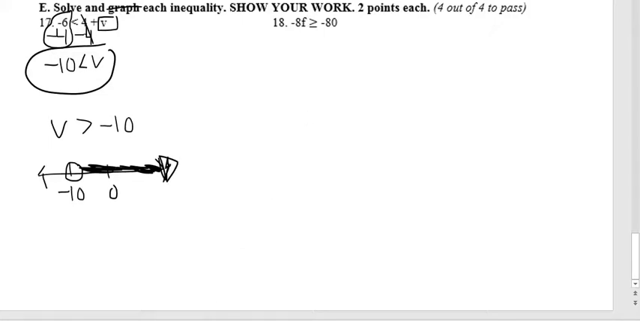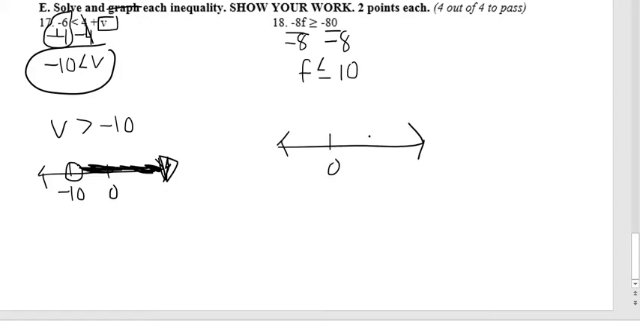Okay, and on the last one, we have negative 8 times by f is greater than or equal to negative 80. So in order to get this f all by itself, we have to get rid of the multiplication of negative 8. So we're going to divide by negative 8 on both sides. Because we divided by a negative, our inequality symbol has to flip, and negative 80 divided by negative 8 is positive 10. Okay, so what that means as far as a solution goes is that if this is 0 and this is 10, you can pick any numbers that are less than or equal to 10.